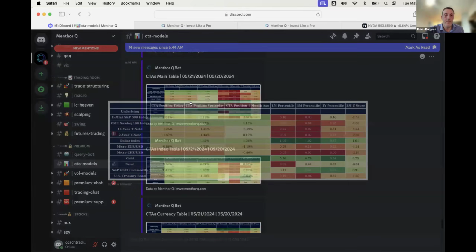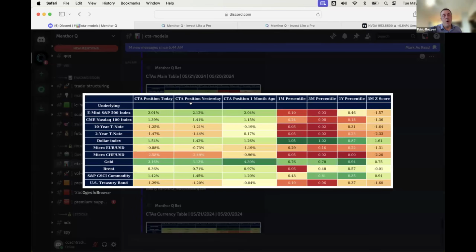Essentially, what the CTA model does is help understand how the CTA funds, which are commodity trade advisor funds, are positioning themselves for major assets. Those are typically quantitative and systematic funds that tend to react to certain trends, and they tend to enter or exit the market based on different price levels. So you want to understand how the liquidity is moving.